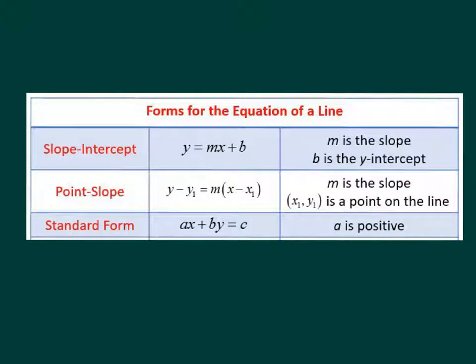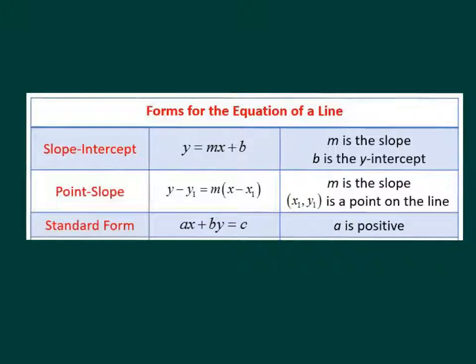There are many forms of the equation of a straight line, but the three that you see on the screen are the most common. We have the slope-intercept form, or the slope-y-intercept form it's sometimes called, y equals mx plus b, and that's going to be the most common form of the straight line that you probably remember from school.